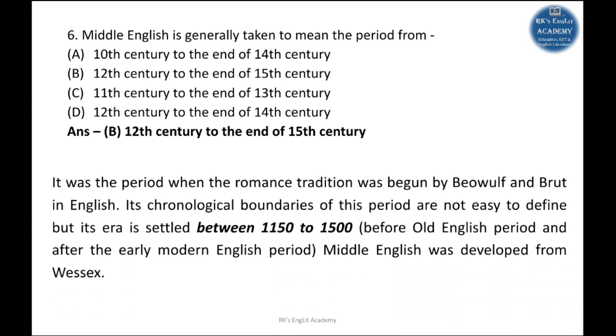It was a period when the Romance tradition was begun by Beowulf and Brut in English. Its chronological boundaries are not easy to define, but its era is settled between 1150 to 1500. It was before the Old English period and after the early Modern English period. Middle English was developed from Wessex in this period.